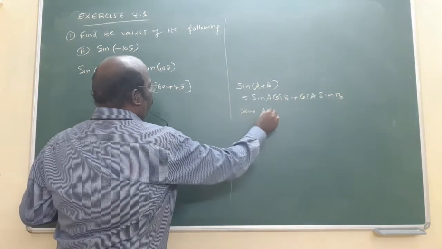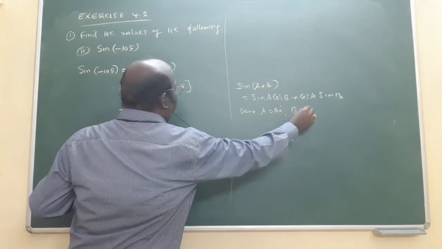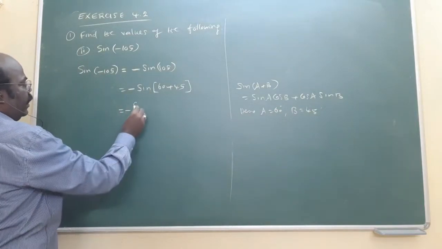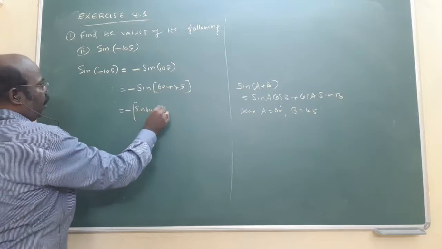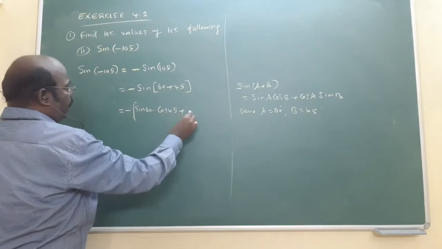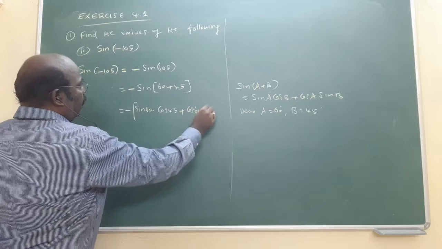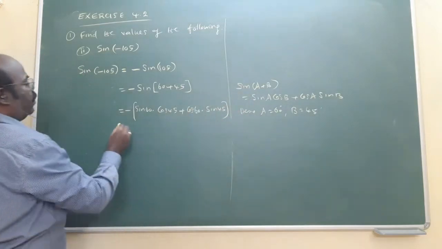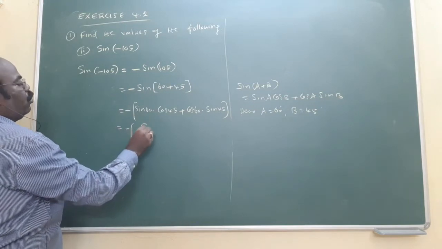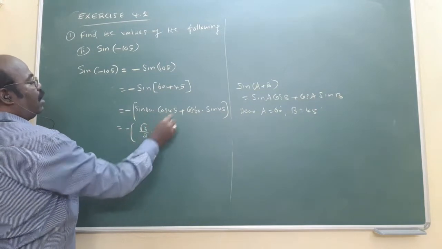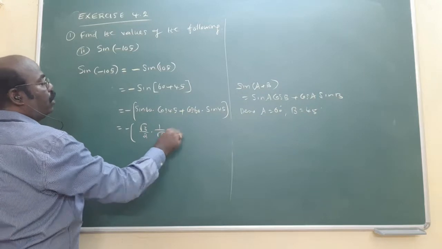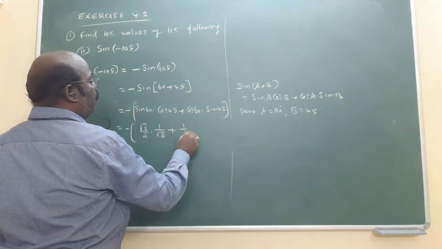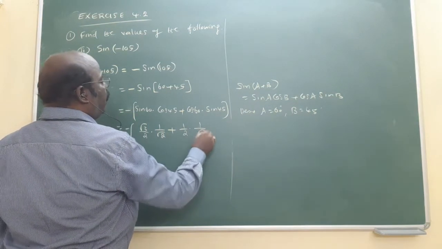Here, A equals 60 degrees, B equals 45 degrees. Substitute here, with the minus outside the bracket: minus of sin 60 cos 45 plus cos 60 sin 45. Therefore, mention the formula clearly. Minus, sin 60 is root 3 by 2, into cos 45 is 1 by root 2, by using the trigonometry table. Cos 60 is 1 by 2, sin 45 is also 1 by root 2.